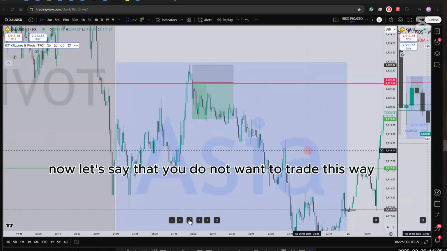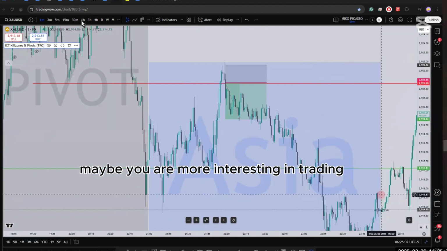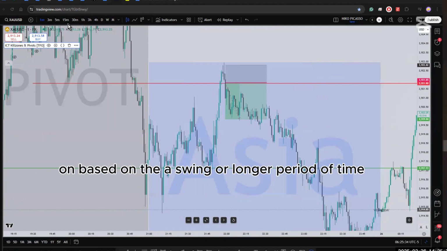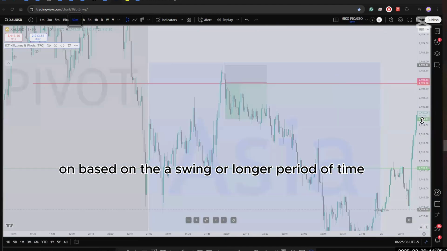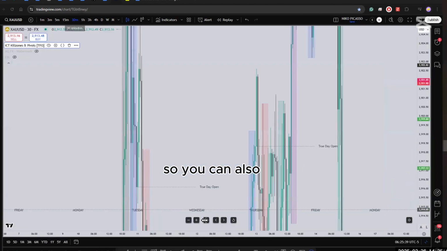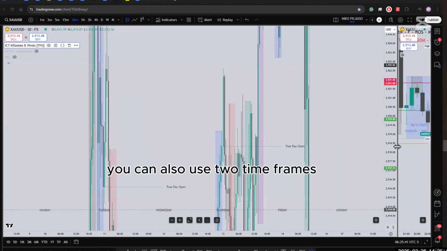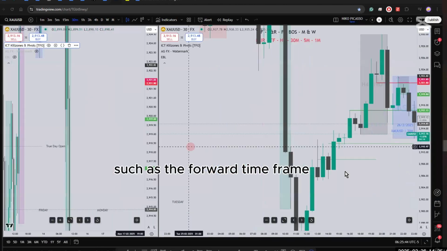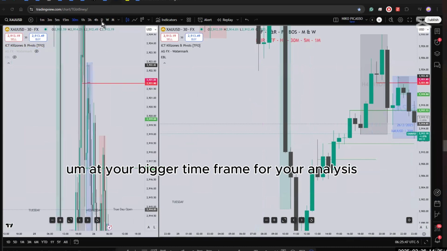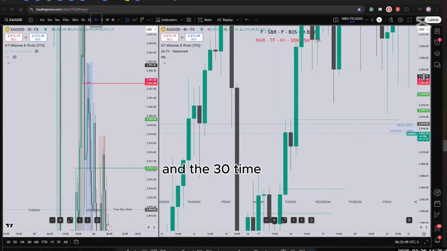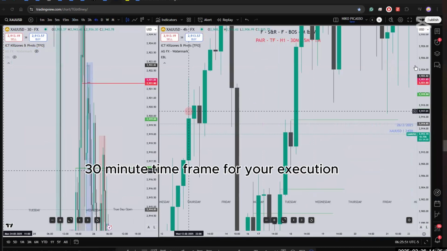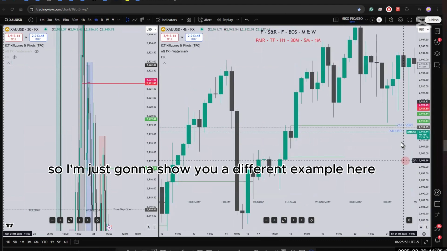Now, let's say that you do not want to trade this way. Maybe you are more interested in trading based on a swing or a longer period of time. So you can also use 2 time frames, such as the 4-hour time frame as your bigger time frame for your analysis, and a 30-minute time frame for your execution. So I'm just going to show you a different example here.